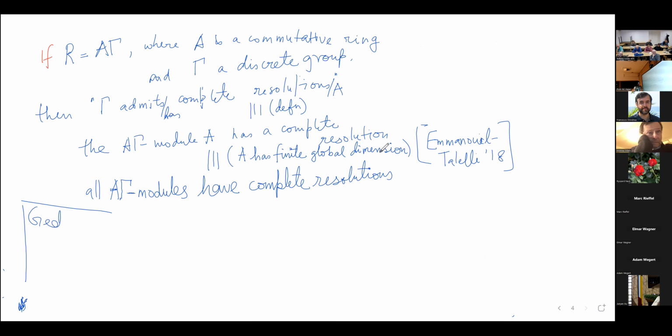Gedrich and Gruenberg, 87. They showed, so A is a commutative ring, A is now Noetherian. Is everyone fine with the term global dimension? It means there is a finite supremum, a finite bound on the projective dimension of all A-modules, hence globality. So I assume A is Noetherian, commutative.